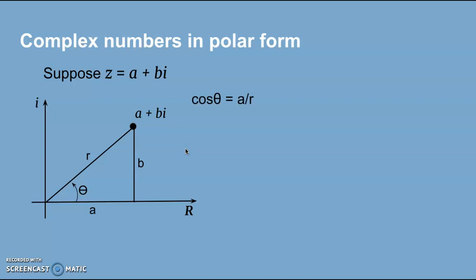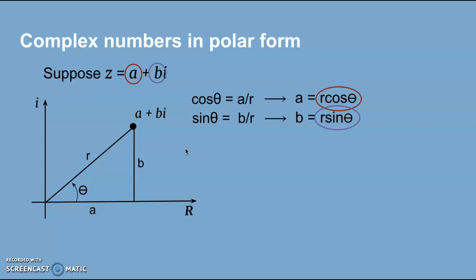Now you know that the cosine of theta is a over r, and therefore a equals r cosine theta. Similarly, the sine of theta is b over r, and therefore b equals r sine theta. You've seen these several times in the last few days. Now, a is r cosine theta, and b is r sine theta. So I can substitute those into my complex number, and I get z equals r cosine theta plus i times r sine theta. So now we have the complex form of that point.